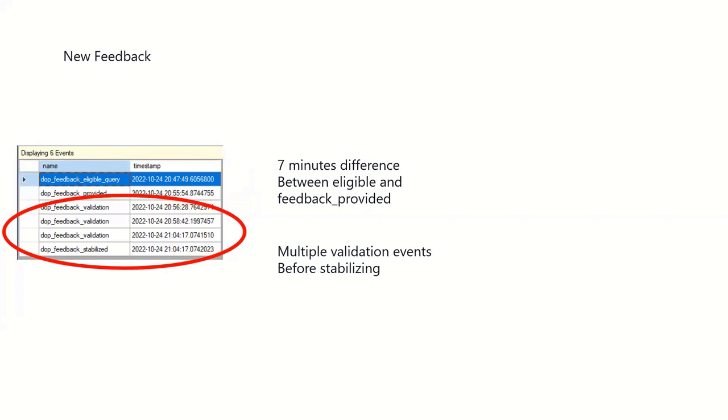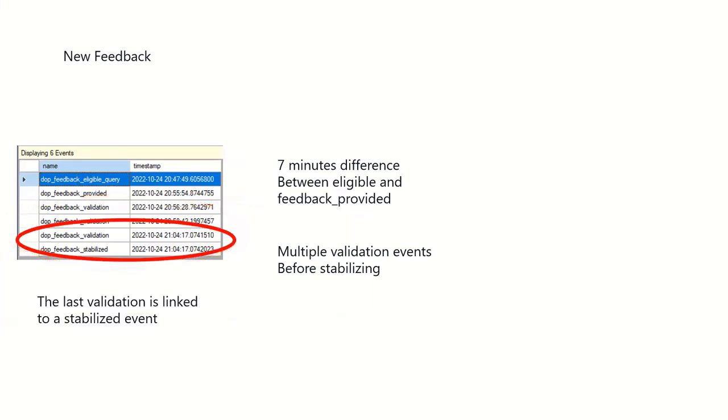So you can imagine from this the amount of executions and the amount of history the server used in relation to this query to decide that it could provide a feedback. After the feedback was provided, it starts a cycle of validations. So the query needs to be stabilized with a better performance than it was before. Every execution of the query may trigger a validation event, and this validation event may result in the query being stable or not. So we have many validation events until the query becomes stable. So you see a 7 minutes difference between the eligible event and the feedback provided event.